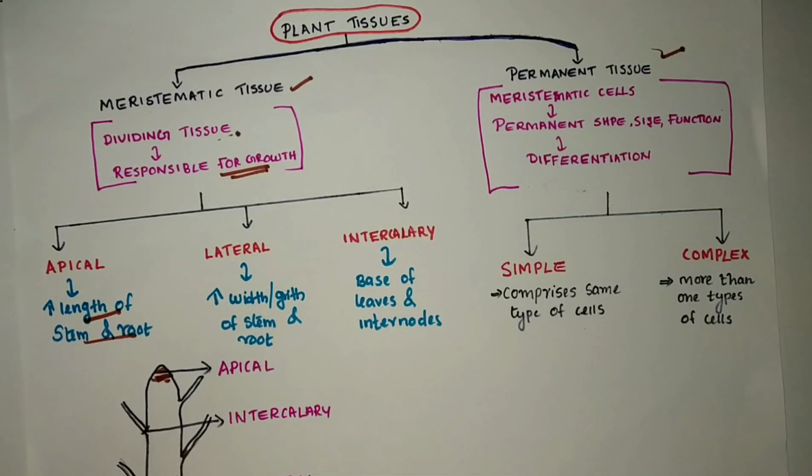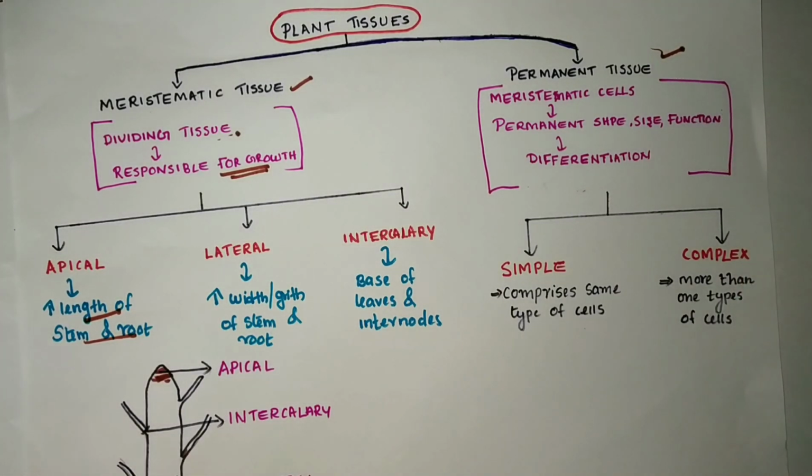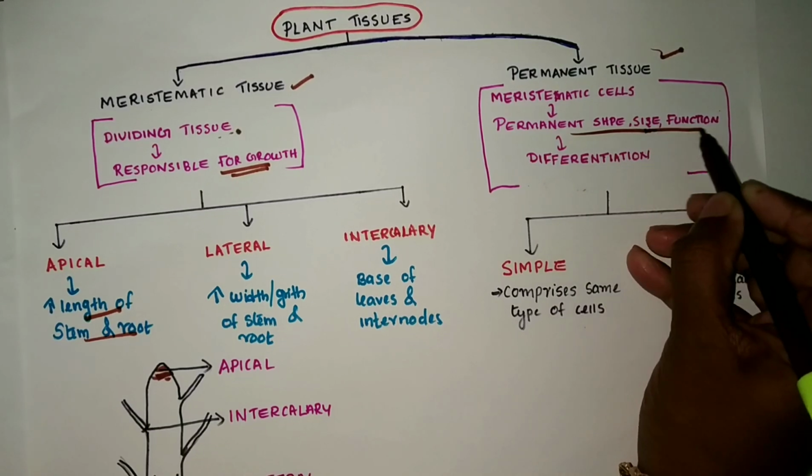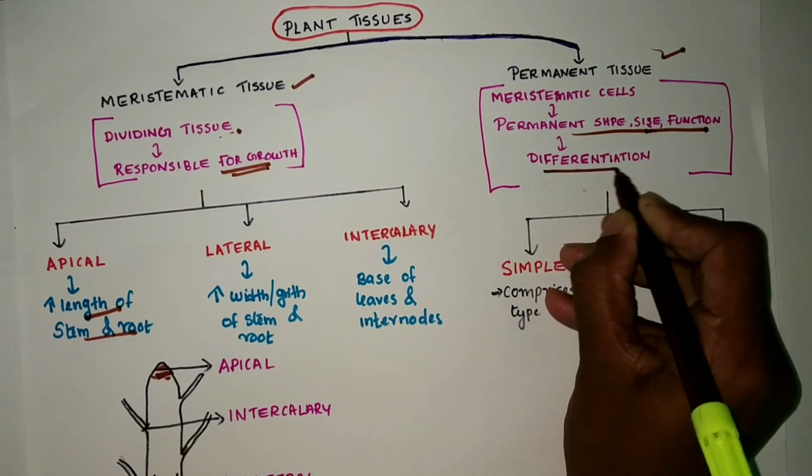The cells of meristematic tissues are very active. They have dense cytoplasm, thin cell wall and prominent nuclei, but they lack vacuoles. Next we are discussing permanent tissues. Permanent tissues are formed when meristematic tissues take permanent shape, size and function, and they lose the ability to divide. As a result, they form permanent tissue through a process called differentiation.